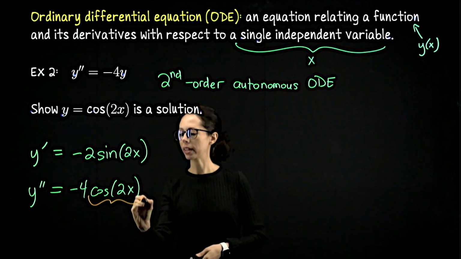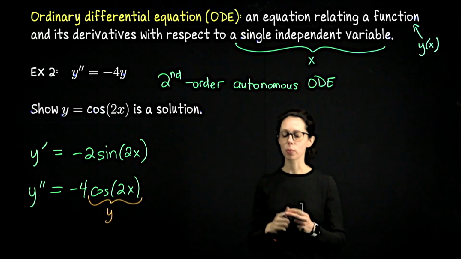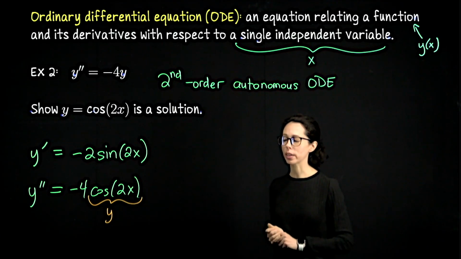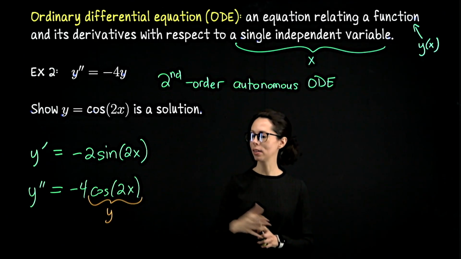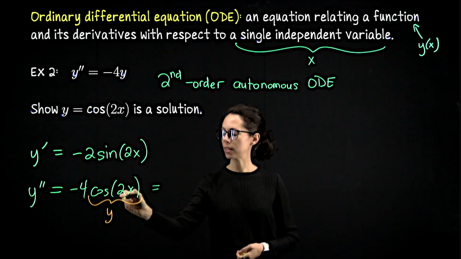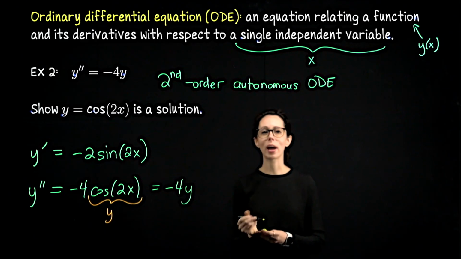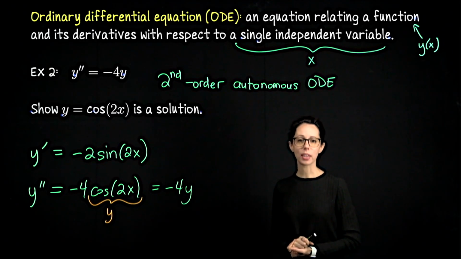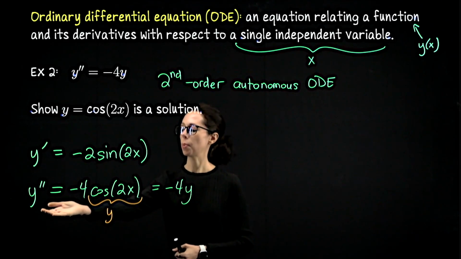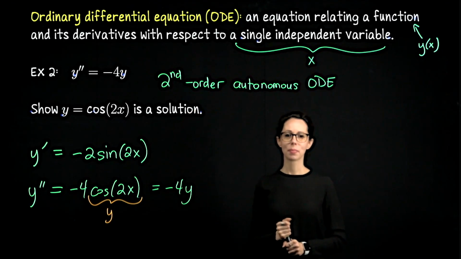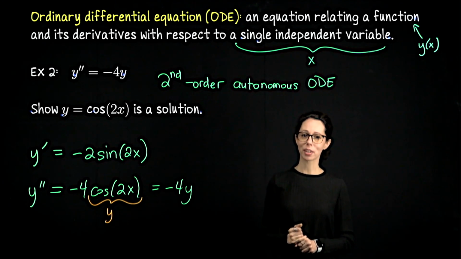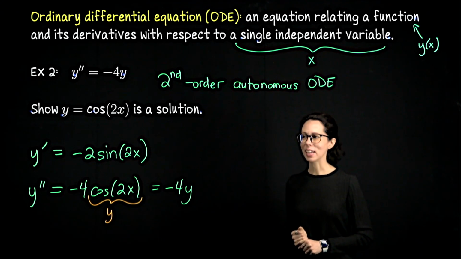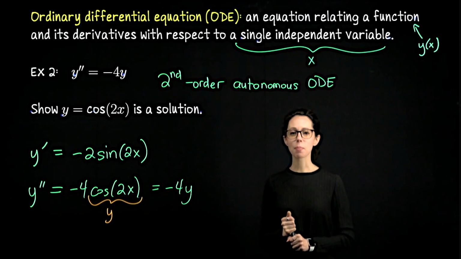You want to start recognizing these kinds of pieces whenever you want to verify that a function is a solution to a given differential equation. So when I see cosine 2x, I want to say, hey, wait, that was the function y. So I could think of this as negative 4 times the function y itself. And this returns me the differential equation. Y double prime equals negative 4y. Therefore, the function y equals cosine of 2x is a solution to this differential equation. Take a minute and see if you can make a little change to this to come up with another solution to this differential equation.